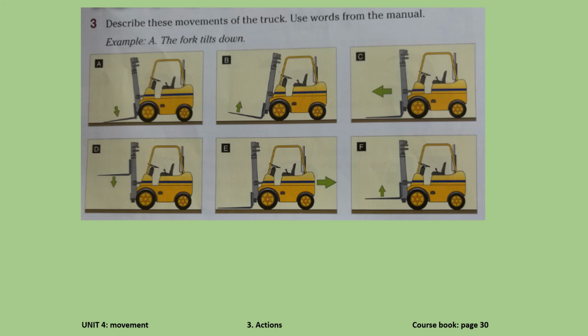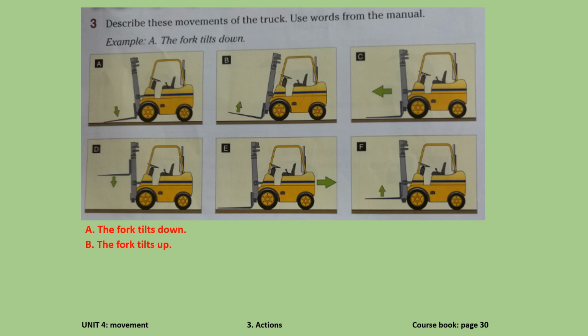Okay, so number A is done, the fork tilts down. I will do B with you and then ask you to try to make sentences yourself. Now B, the fork tilts up. Okay, so now we have C, D, E, and F. Please pause the video for 3 minutes, write sentences, and then come back later to check them.